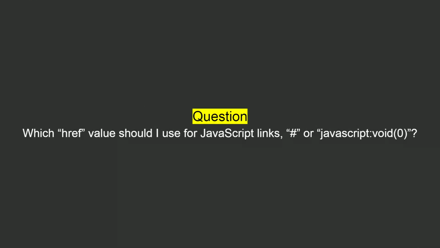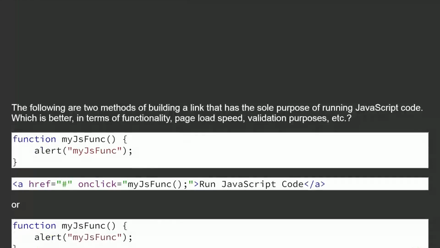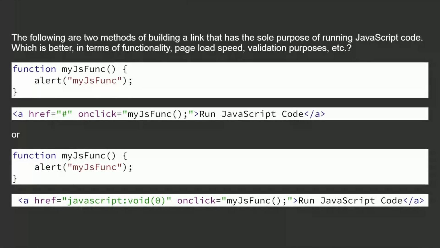Which href value should I use for JavaScript links? Hash or JavaScript void 0? The following are two methods of building a link that has the sole purpose of running JavaScript code. Which is better, in terms of functionality, page load speed, validation purposes, etc.?